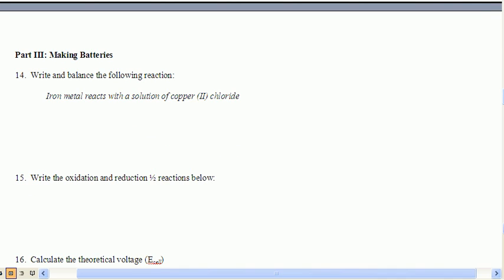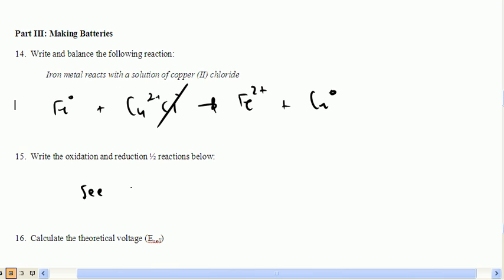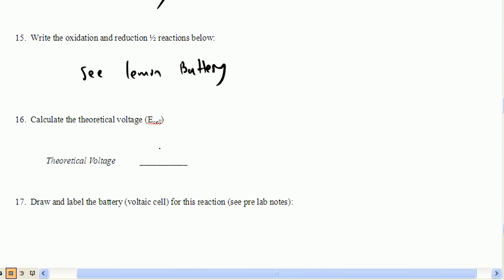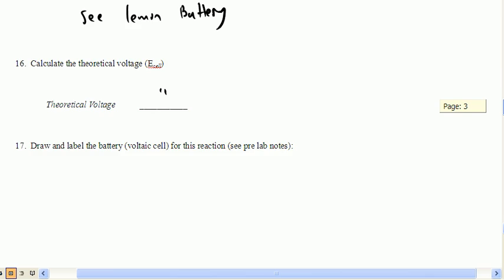Next question. Okay, we're going to make batteries. So this first one involves iron metal reacting with Cu2 plus Cl minus going to Fe2 plus and Cu0. Cl is the spectator. If you see the lemon battery, this should be the exact same equation as the lemon battery. Theoretical voltage, you should be able to see above.